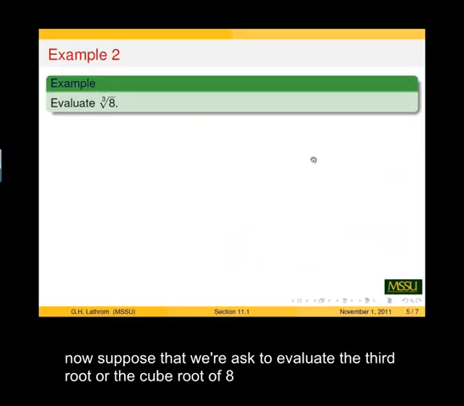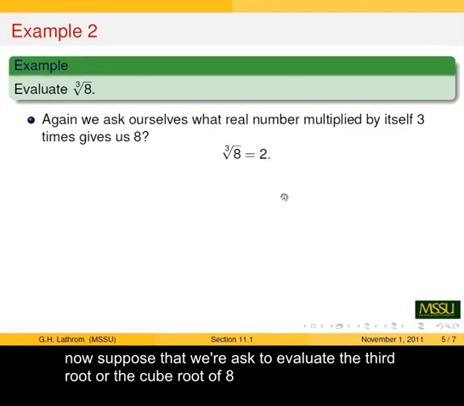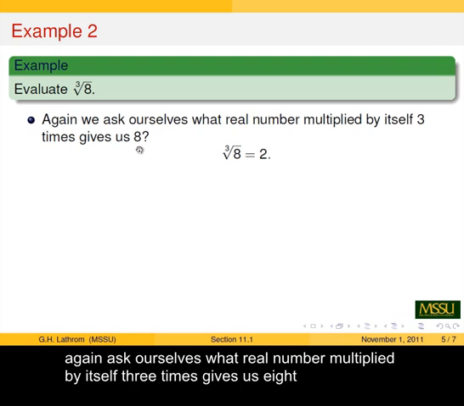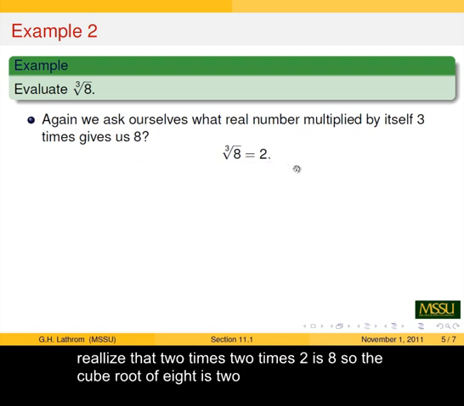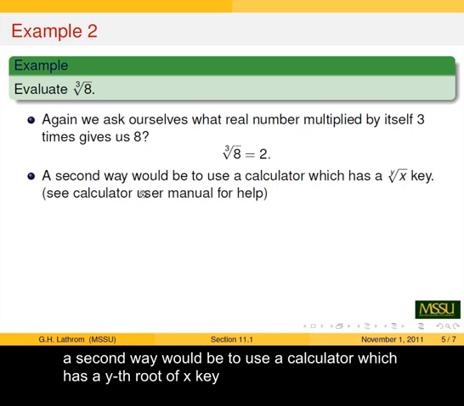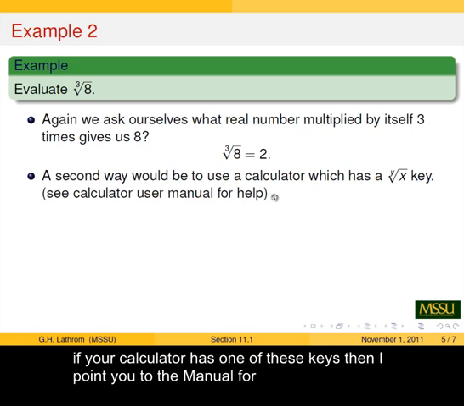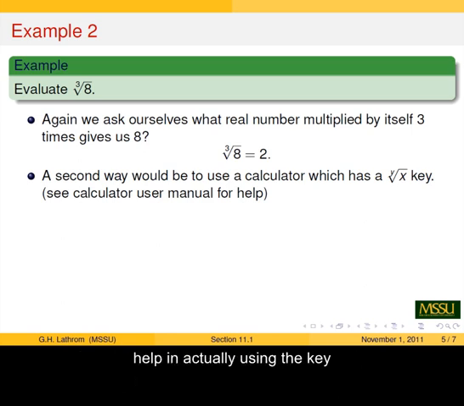Suppose that we are asked to evaluate the third root or the cube root of 8. Again, we ask ourselves, what real number multiplied by itself 3 times gives us 8? We can realize that 2 times 2 times 2 is 8, so the cube root of 8 is 2. A second way to evaluate this would be to use a calculator which has a yth root of x key. If your calculator has one of these keys, I point you to the manual for help in actually using this key.